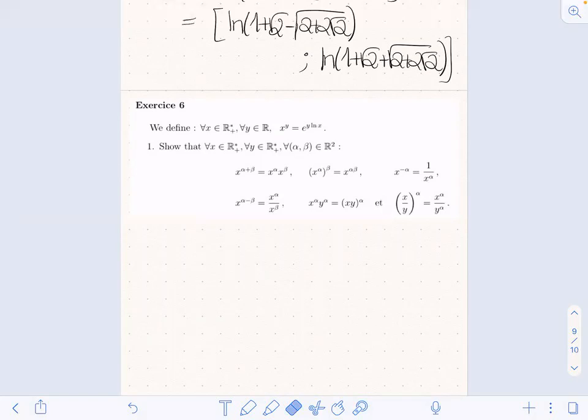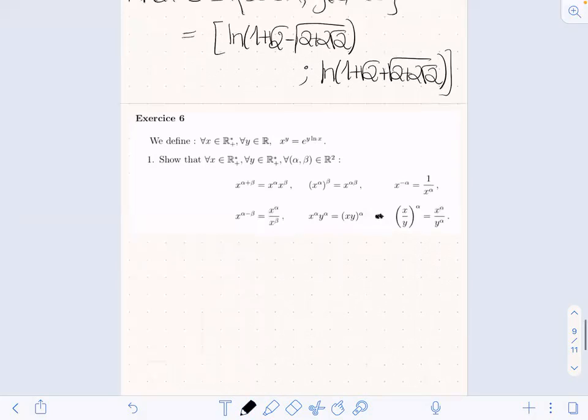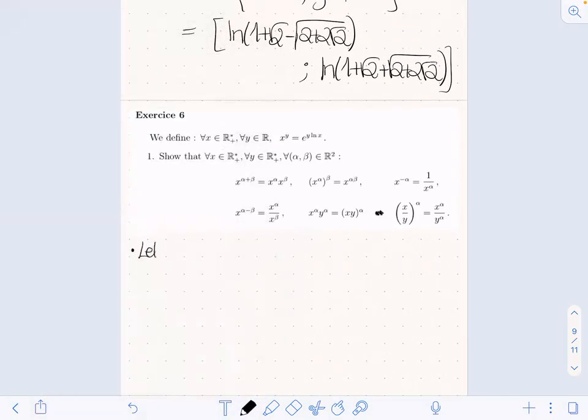It's an equality. Maybe we could rewrite it as e to the alpha ln of x, plus beta times ln of x. Absolutely, you had the right idea. It's sometimes confusing, the order in which things are in the exponential, but you're absolutely right.